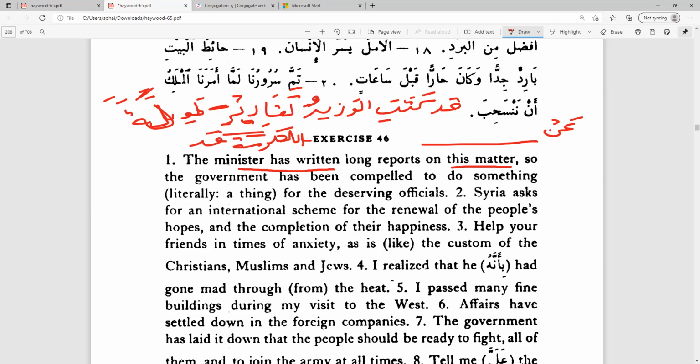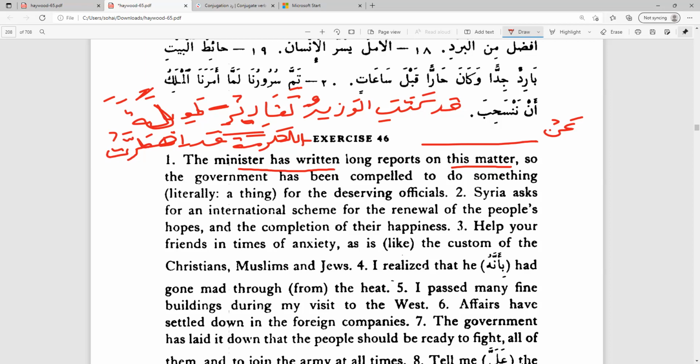Qad. Ittarra is the verb, so what will you write here? Ittarra is the word. Al-hakumata istarat. Qad istarat.